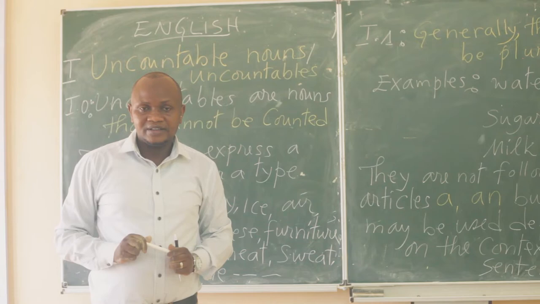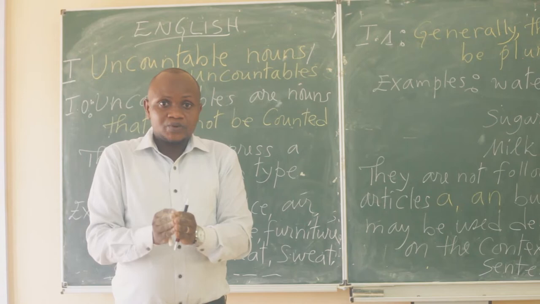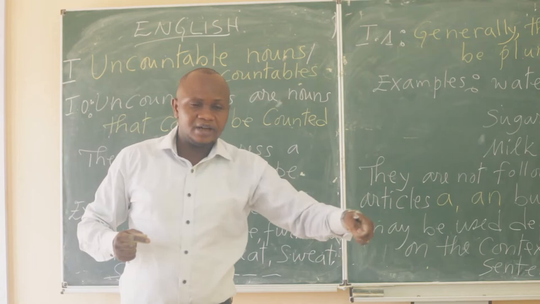Then another, when I say group, urabona nk'amazi, abari hamwe. That's a group. That's why amazi ntabwo ushobora kuvuga waters, many waters, nk'uko twavugaga many tables, many houses. Kuri countable nouns. But today we are going to talk about uncountable nouns.